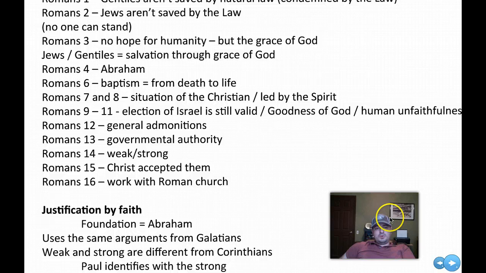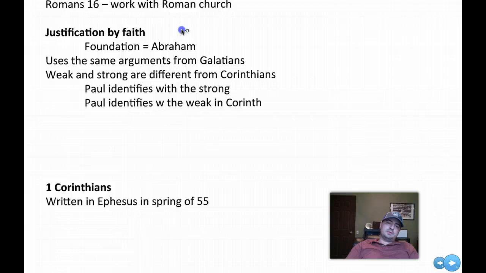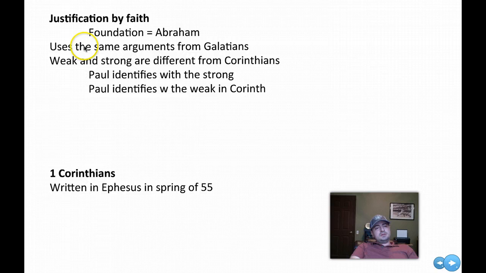Okay, justification by faith, down here at the bottom. We've already mentioned it. Its foundation is Abraham. And the cool thing about it is Paul uses the same arguments from Galatians for justification by faith. And he uses a weak and strong argument from Corinthians. But he changes the weak and strong thinking in Romans and in Corinthians.